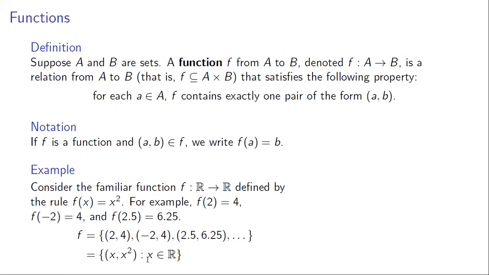But this applies to all x in R. So if you take any x in R, every single possible value of the real numbers, we'll call it x. If you have an ordered pair x, x squared, of course, you have infinitely many such ordered pairs. F includes all those ordered pairs. It's a set containing all those ordered pairs.